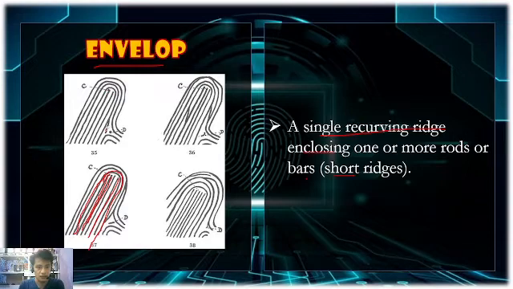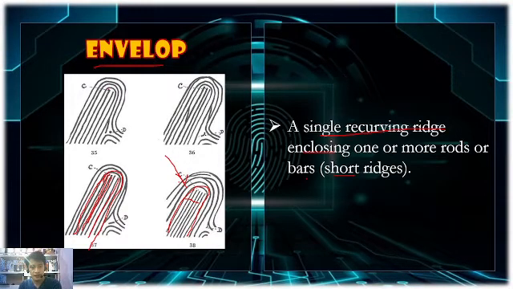Okay, so asan naman dito? Let's try to have here. In this pattern, asan dito yung envelope? So makikita nyo, ito yung bars, yung rods. Diba? And then nasan yung single recurving ridge? So, ito. So yung single recurving ridge na yan, we call it envelope.